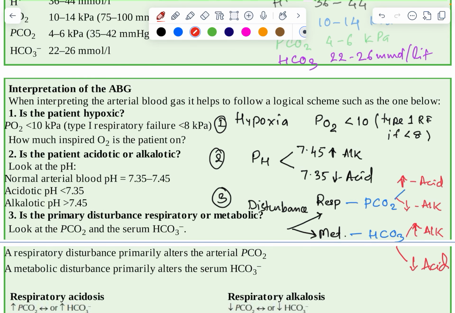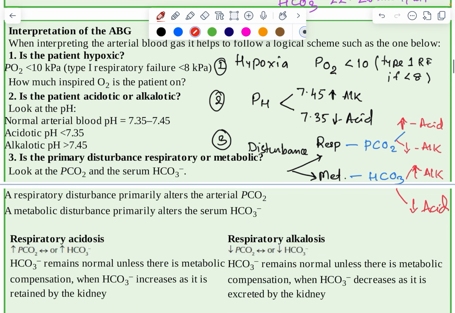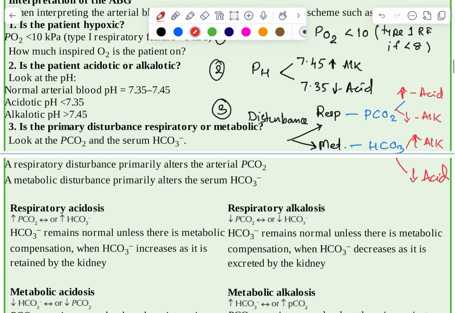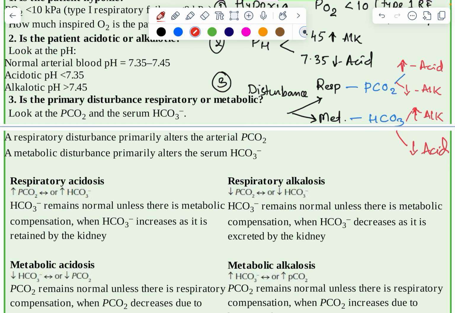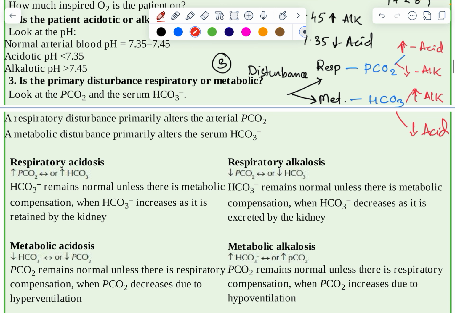Respiratory: PCO2 increases in acidosis and decreases in alkalosis. Metabolic: bicarbonate changes. So this is important: a respiratory disturbance alters arterial PCO2, while a metabolic disturbance alters bicarbonate. Respiratory acidosis, increased CO2, increased carbonic acid remains unless there is metabolic compensation, when carbonic acid increases and is retained by the kidneys. Metabolic acidosis, decreased bicarbonate, leads to decreased PCO2.